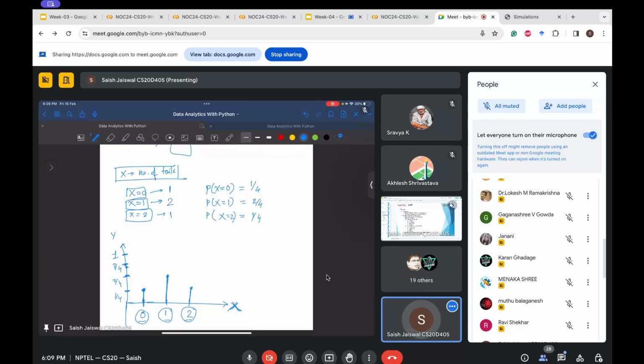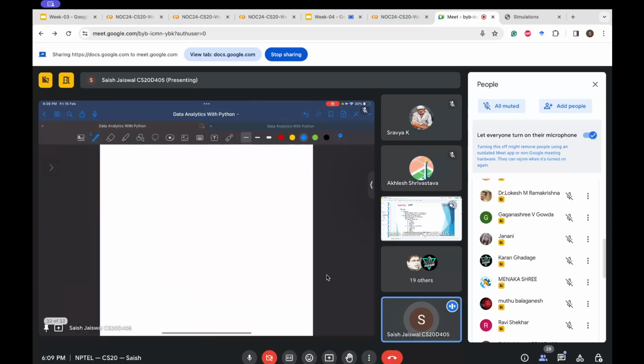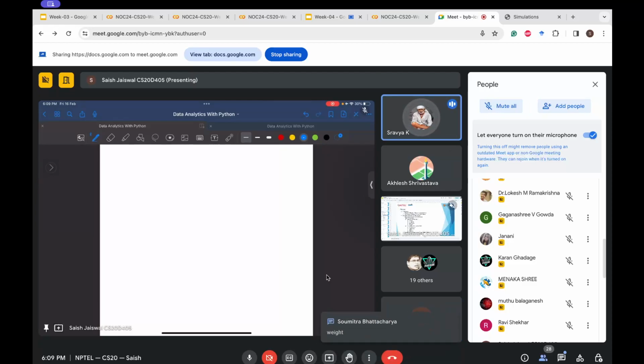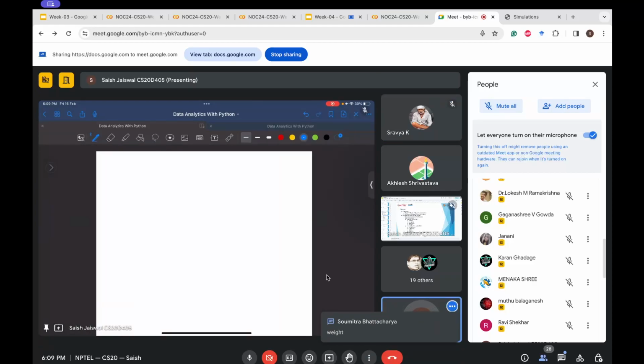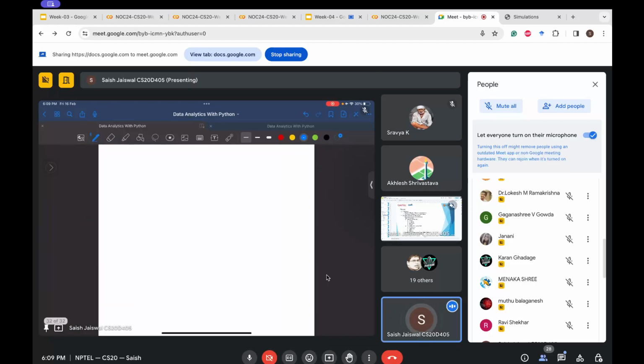Hence the name discrete distribution, discrete probability distribution. Can anyone tell me any example of a continuous random variable, where the random variable can take continuous values? Age, weight, height, sir. Yeah. Thank you, Shravan.